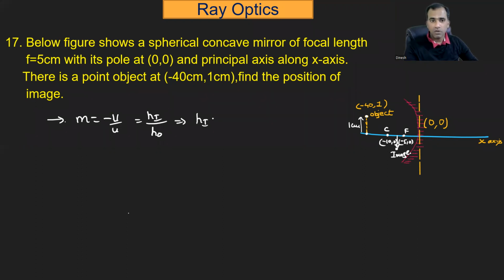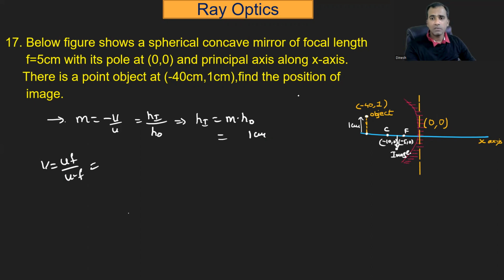So to find the height of the image, find the magnification factor m and multiply it with the height of the object. The height of the object in this case is given as 1 centimeter. If you multiply by the magnification factor, you will know how far this point is from the principal axis. This length we will get. So to find the magnification factor, let's first find the image distance. v equals uf by u minus f.